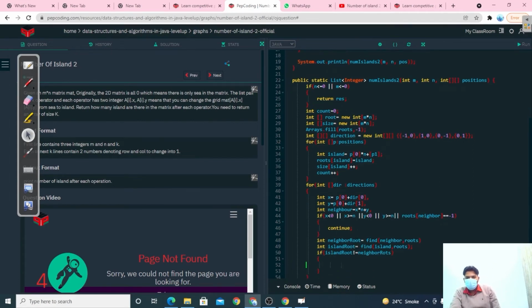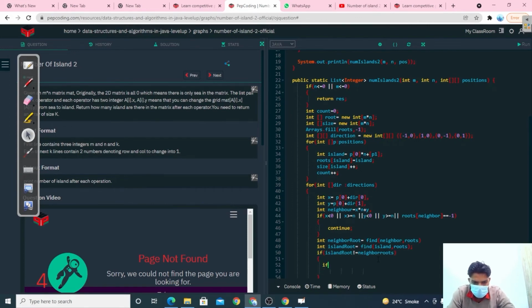In disjoint set theory we are taking a parent, but here we are just taking roots, simple, because the solution code is in this form, so we are just using this form. Okay, roots. So if our island root and this root are not the same, then what are we going to check?